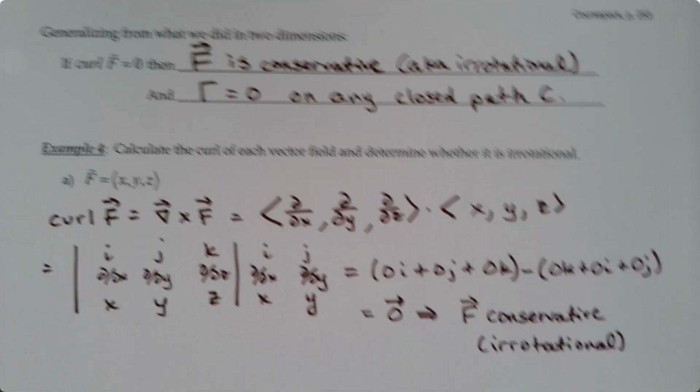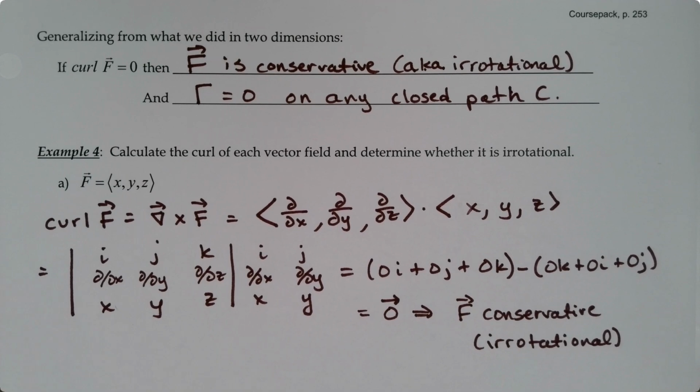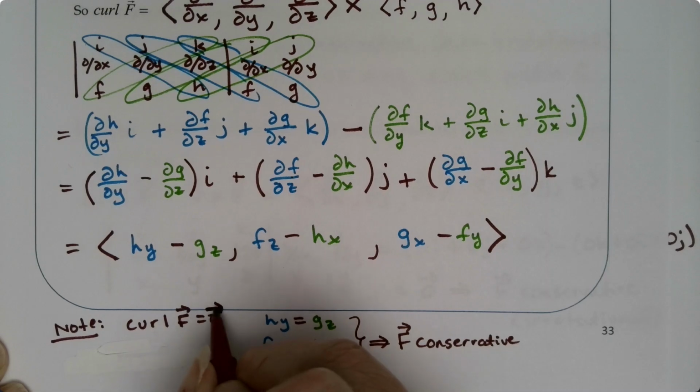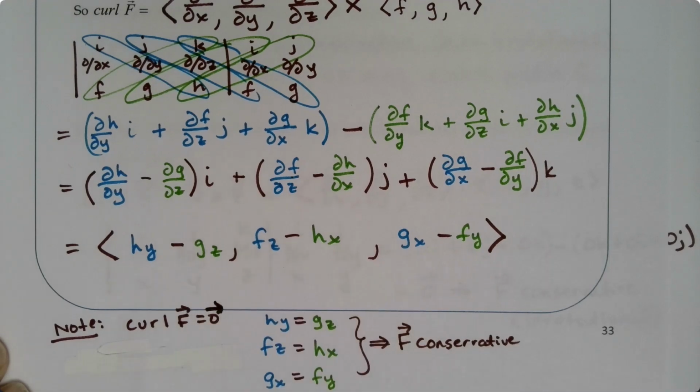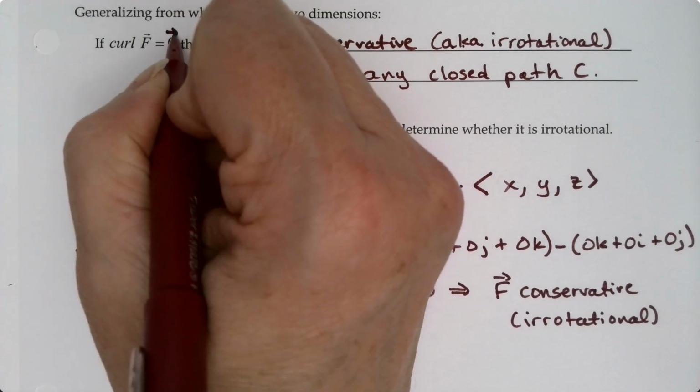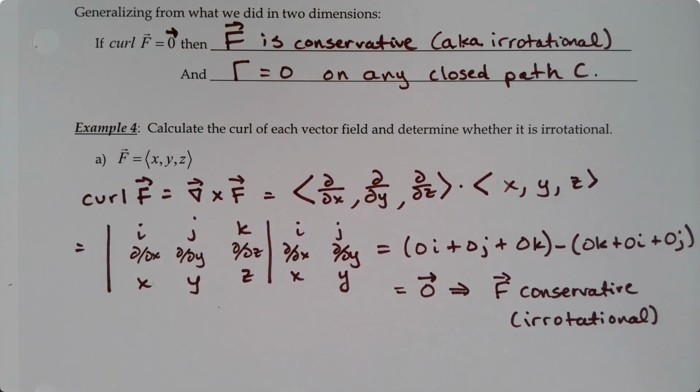Oh, and there is a typo on the top of this page, and I should have said it on the previous page as well. The curl is a vector, so it should be a vector 0. Sorry about that, because each component is 0. It's not a scalar. It's not the divergence. Divergence is a scalar, so this should say the 0 vector right here. I'll try to fix that.